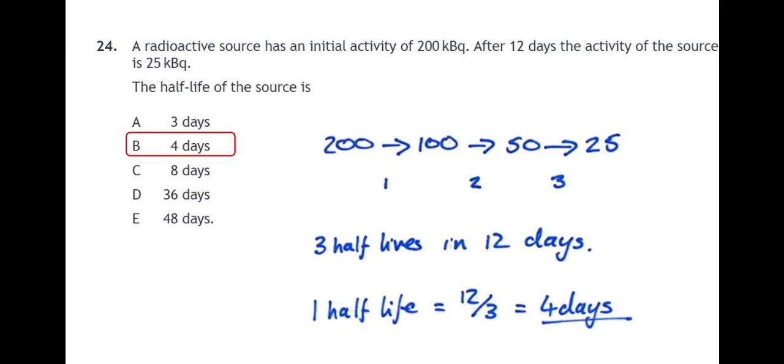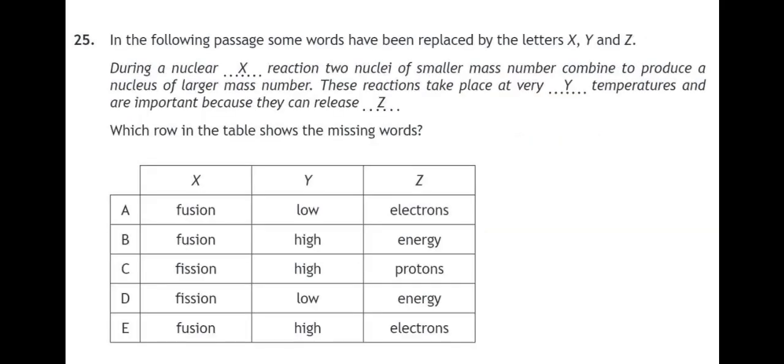And the final question. In the following passage, some words have been replaced by the letters X, Y, and Z. So, during a nuclear fusion reaction, 2 nuclei of smaller mass number combine to produce a nucleus of larger mass number. These reactions take place at very high temperatures and are important because they can release energy. Answer B.